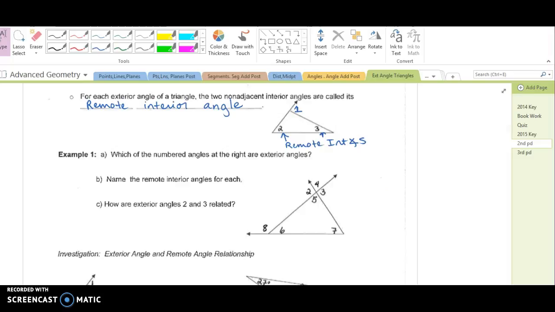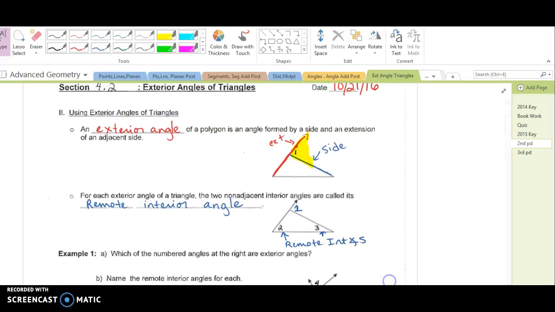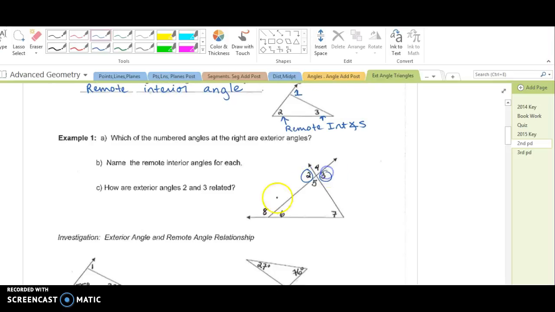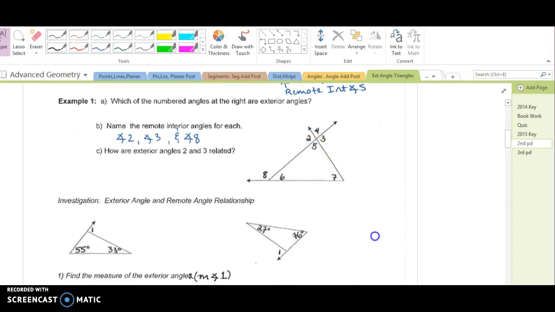So in our first homework example, it asks which of the numbered angles at right are exterior angles. Back to our definition, what made something an exterior angle? It had to be made up of an extension of a side and a side itself. So for example, 2, 3, and 8 are all exterior angles. And some of you right now are saying, well, why is 4 not an exterior angle? It's outside the triangle. But if you notice, 4 is made up of 2 extensions. It's not actually up against the side of the triangle itself. It's only made up of the extensions of the sides. So 4 will not count for our definition of an exterior angle.